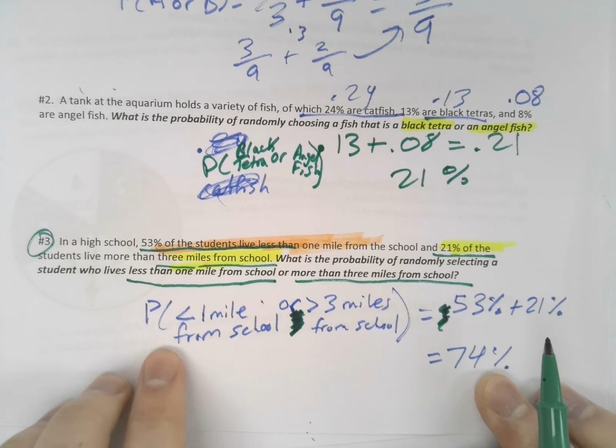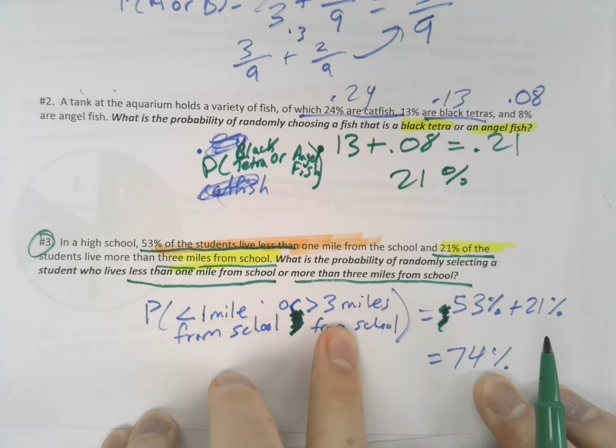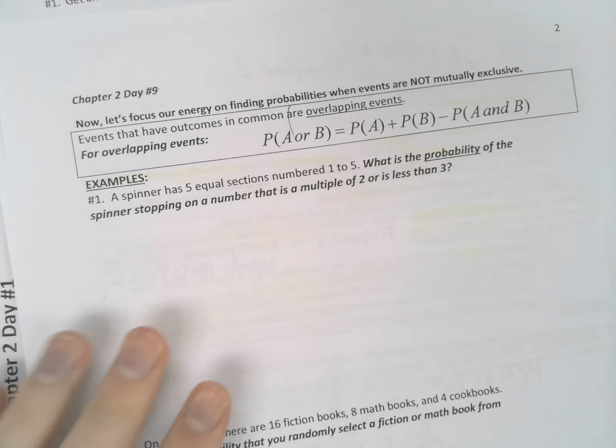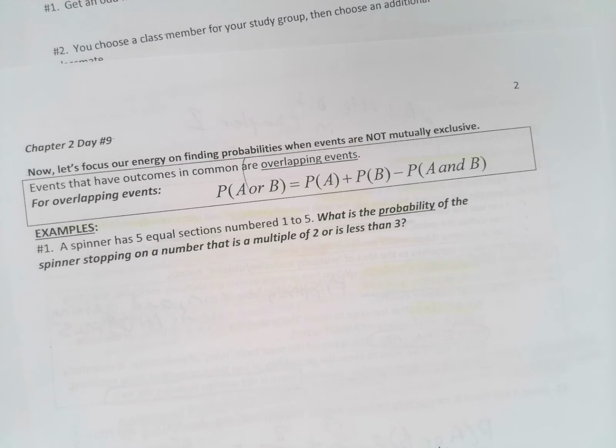And so you guys can see, probability of less than 1 mile or greater than 3 miles, 53 plus 21%, 74%. Today's going to be a pretty quick day, guys. Not a ton of math here. Now, here's where things get just a little bit trickier. Check it out.